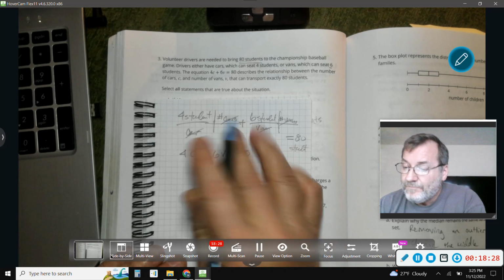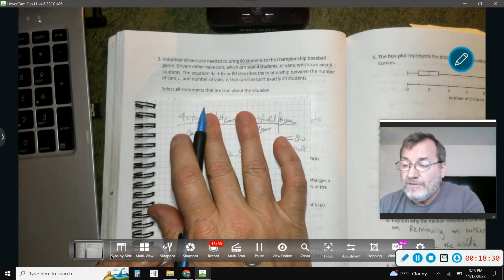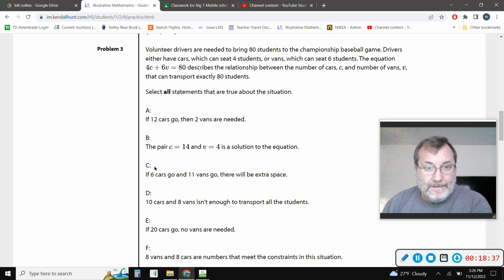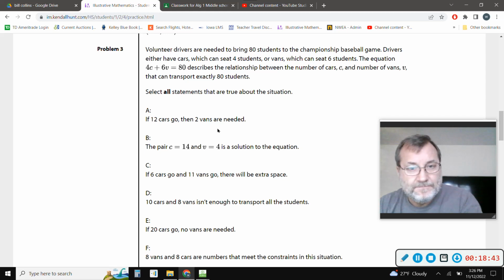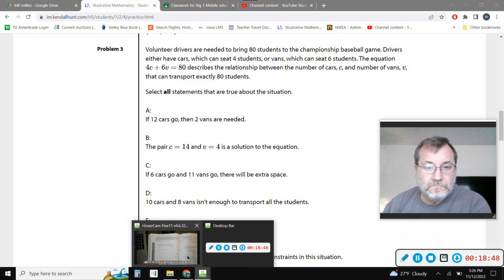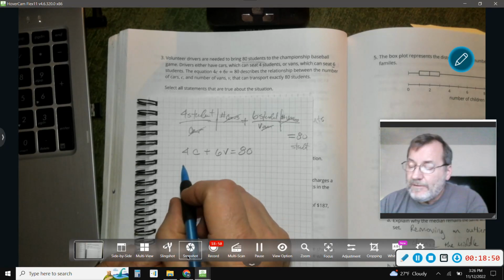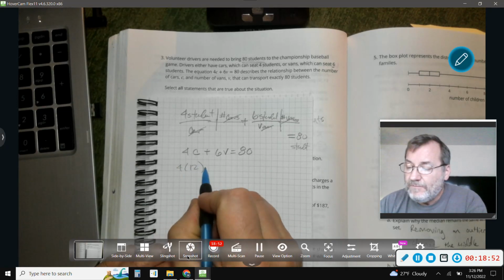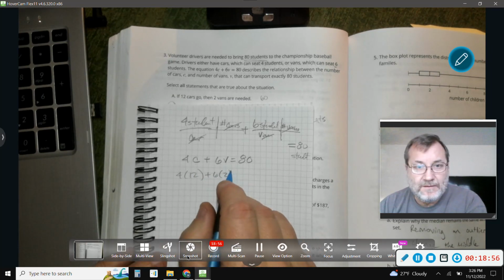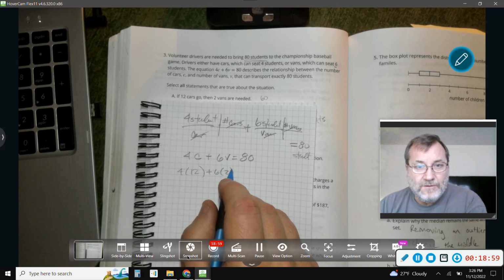All right. So it says select all the true statements. Select all statements that are true about the situation. All right, so let's go through these. If 12 cars go, then 2 vans are needed. Okay, so if I got 12 cars, that's 4 times 12 plus 6 times 2, because that's what they said. If 12 cars go, then 2 vans are needed.